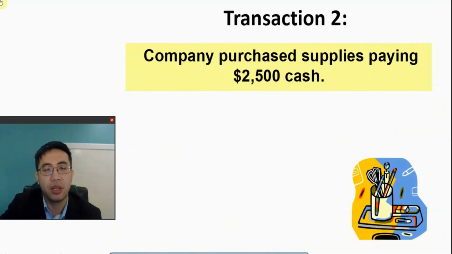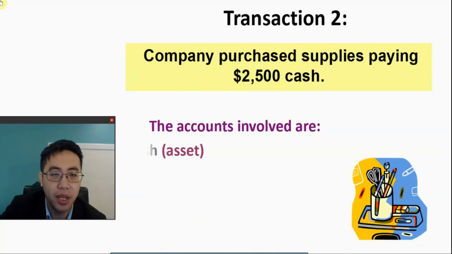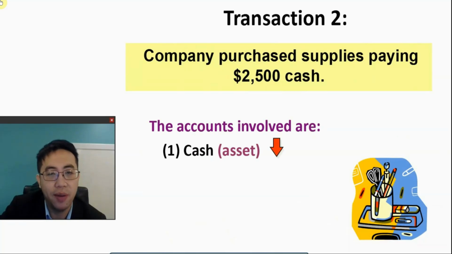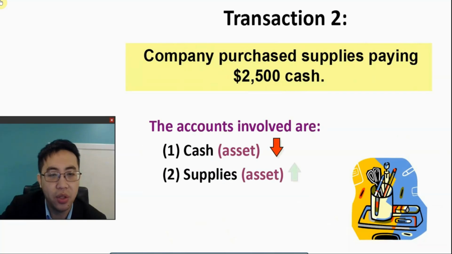The second transaction, the company purchased supplies paying $2,500 cash. All right, as you can see, when you buy something, your cash would drop, right? And after you purchase supplies, your supply will actually increase. So what happens here is the cash as assets drops by 2,500, and your supplies as assets increase by 2,500.